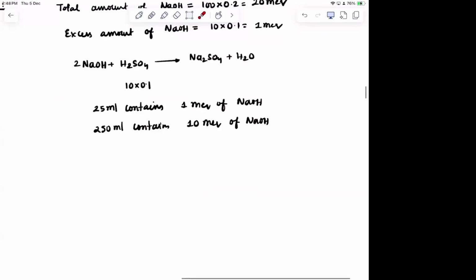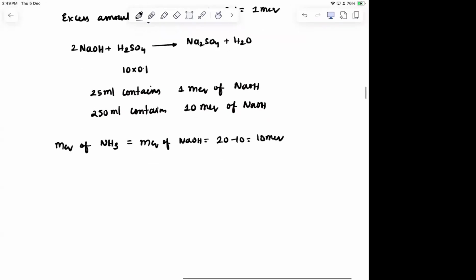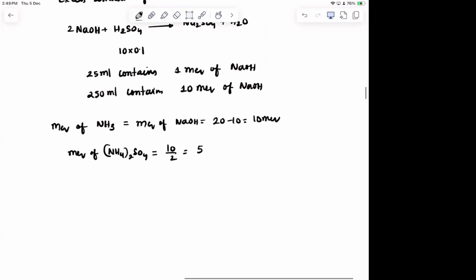Okay, so now I can write down that milli equivalents of ammonia used for neutralizing with NaOH is same as milli equivalents of NaOH, that is equal to 10 milli equivalents. 20 minus 10, which is 10 milli equivalents. So now the milli equivalents of ammonia is known. So milli equivalents of ammonium sulfate will be equal to how much? 10 by 2, so that is equal to 5 milli equivalents. Correct? Why? Because the valency factor this time is 2.